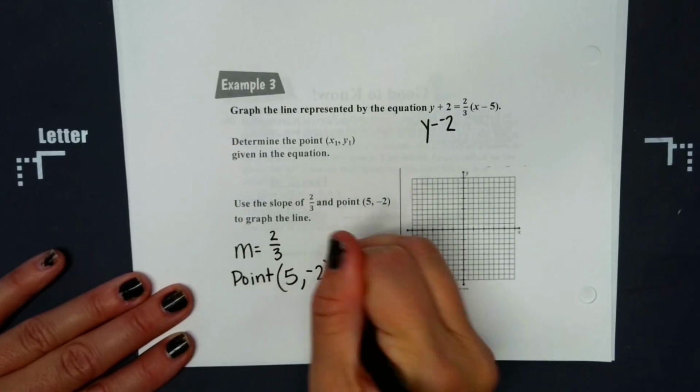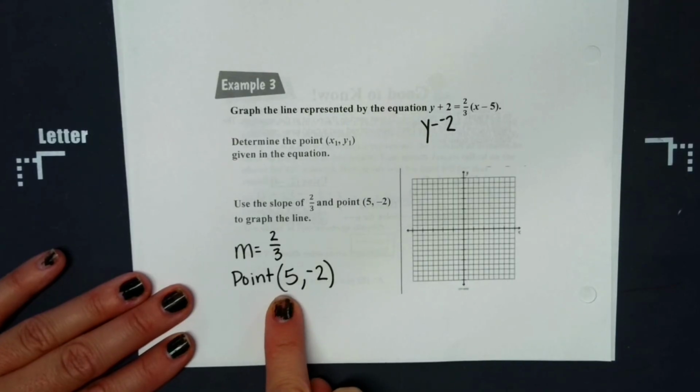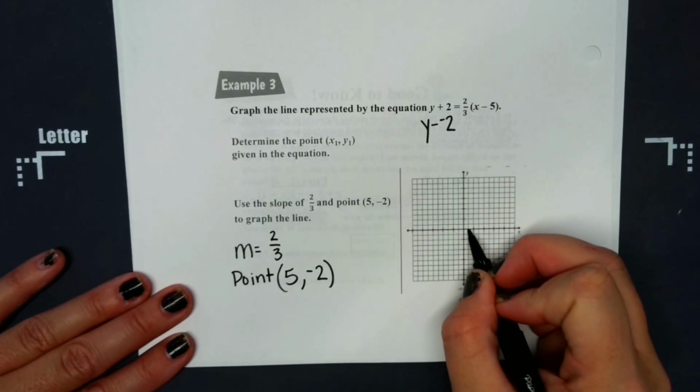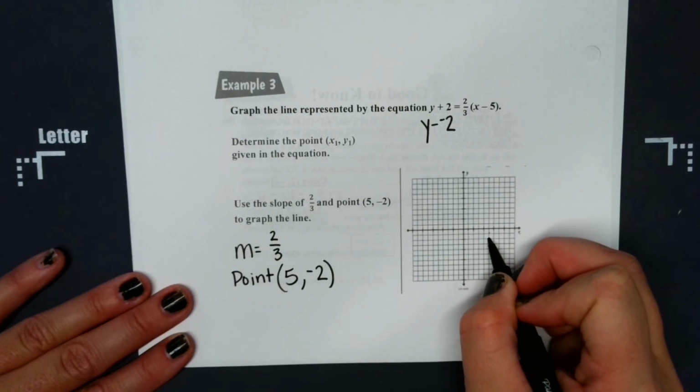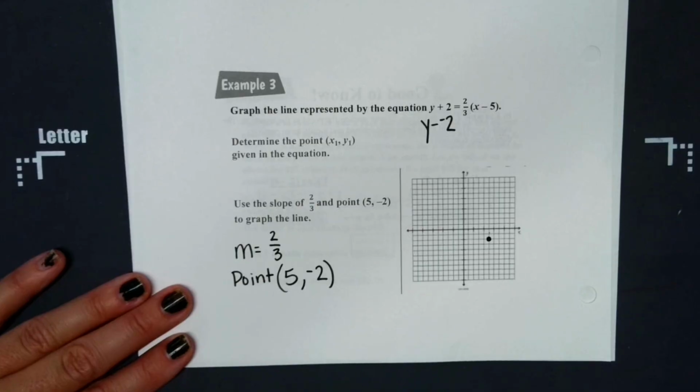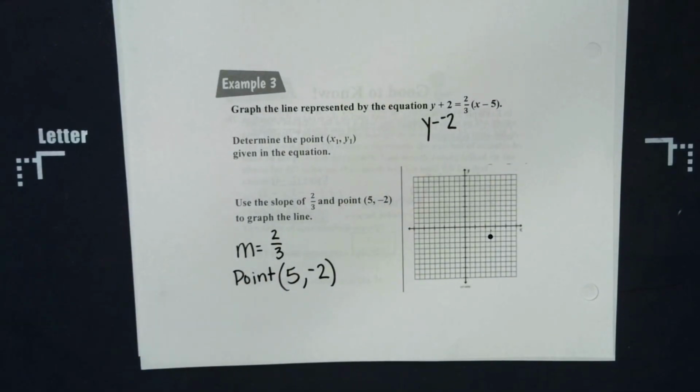So here's my point. What you're going to do is plot this point. It says go over to positive 5: 1, 2, 3, 4, 5. Then it says go down 1, 2. You're going to plot that point. Everyone get that point plotted for me.